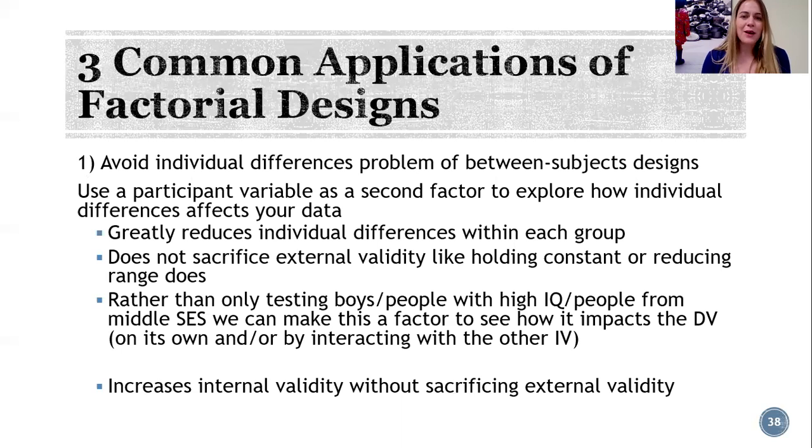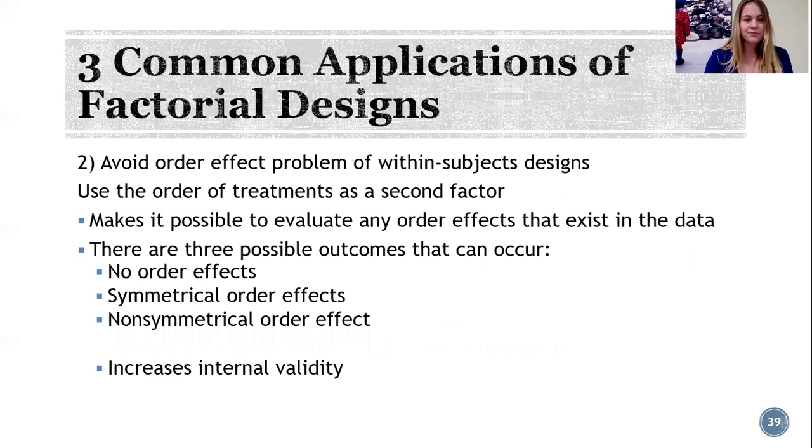Similarly, if we wanted to see whether having two parents at home or one parent at home had an impact, we can include that as a variable in our study. Whether kids have ADHD traits, we can include that as a variable. Rather than having to control for them or limit who is a participant in our study, we can include them as an extra variable in our study. So this increases the internal validity without sacrificing the external validity.